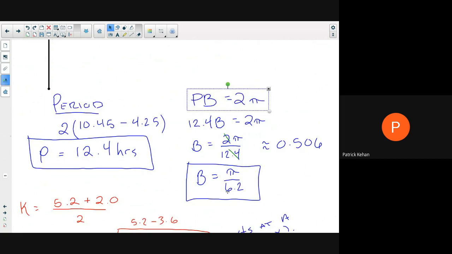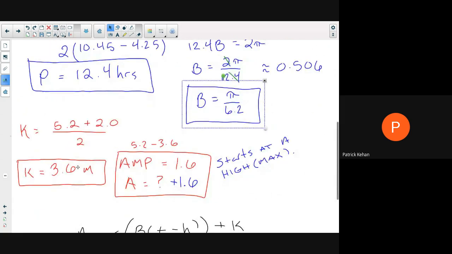Now, I know we said let's not leave decimals and fractions. In this application setting, it's completely acceptable to do this. If you're uncomfortable with it, you can approximate if you really want to, but it's nice to have a clean piece here. So what I have right now is I have my angular frequency, B. I have my K value right here. I have my amplitude of 1.6. I need to determine my A value.